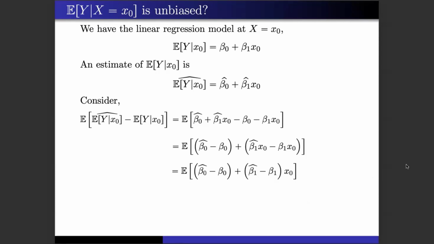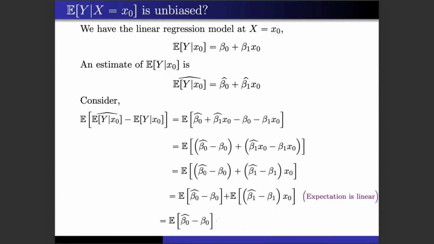In the next step, we use the property of linearity of expectation and get the expectation of beta naught hat minus beta naught plus the expectation of beta 1 hat minus beta 1, times x naught. Again, we use the fact that expectation is linear, and the first term we write as it is, which is the expectation of beta naught hat minus beta naught. And from the second term, we pull out x naught. And we get plus x naught times the expectation of beta 1 hat minus beta 1.